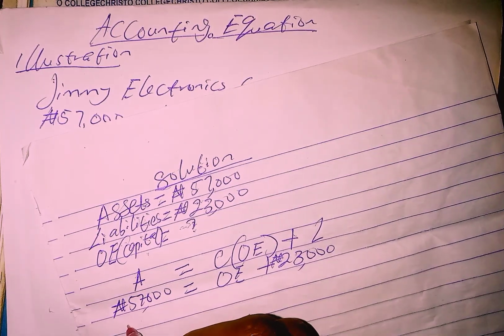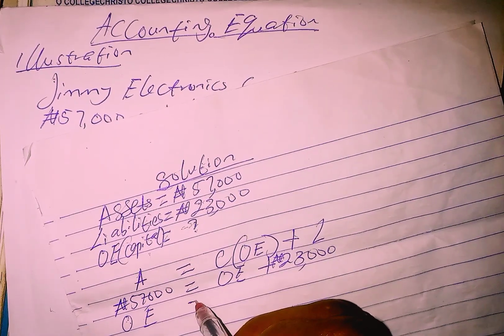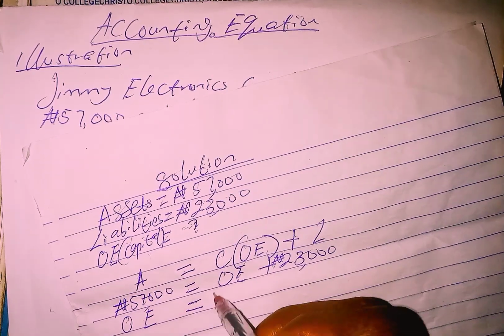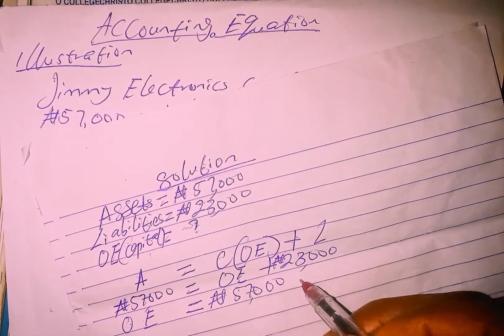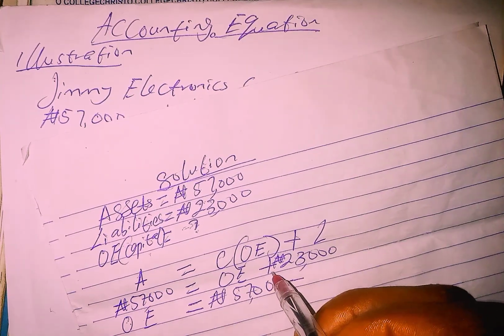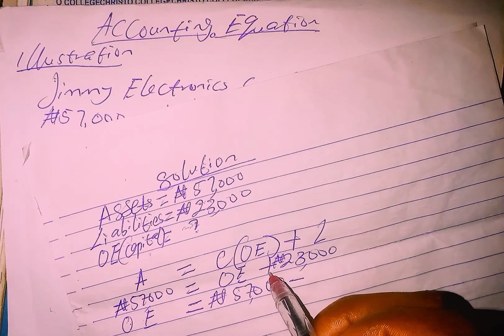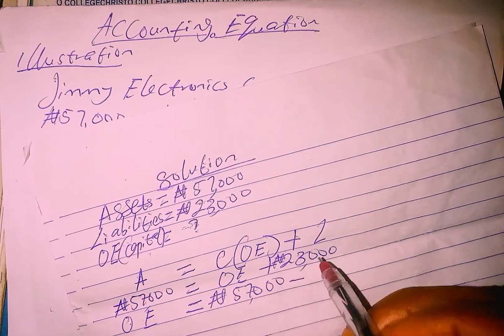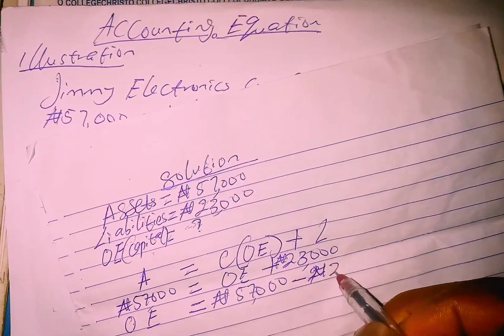Okay, so owner's equity is equal to assets now, which is 57,000 naira, minus. Now the plus sign changes to what? A minus sign. When a plus sign crosses an equal sign, it changes to a minus sign. So 57,000 naira minus 23,000 naira.